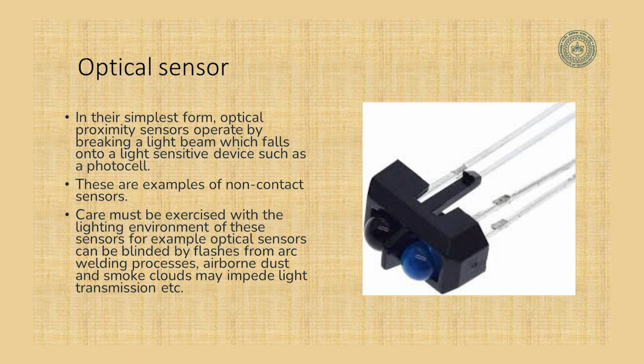So, an example of an optical sensor here. Optical sensors can be blinded by flashes from arc welding processes, airborne dust and smoke clouds. So, they are very sensitive to disturbances in the air, in the environment. If you are using optical sensors, make sure that they are not facing this sort of disturbance.